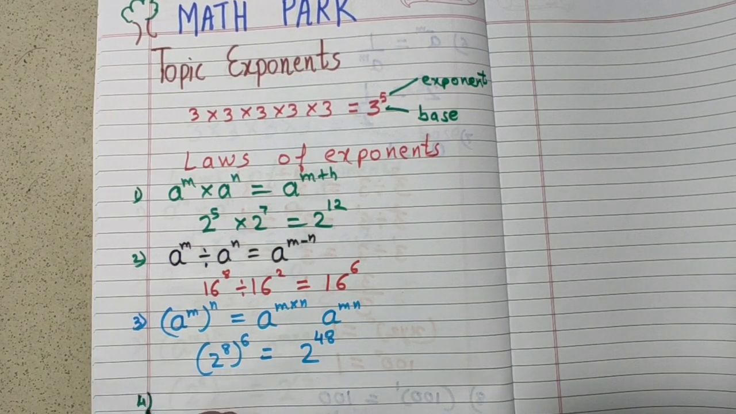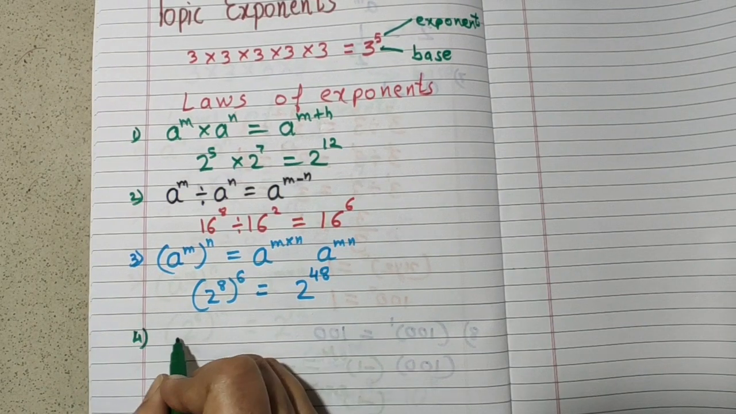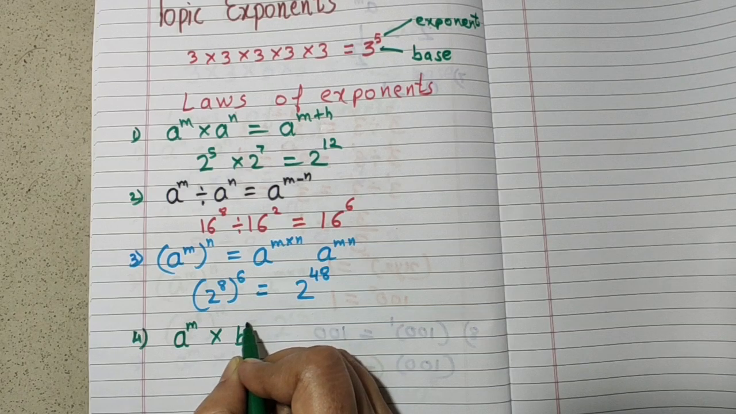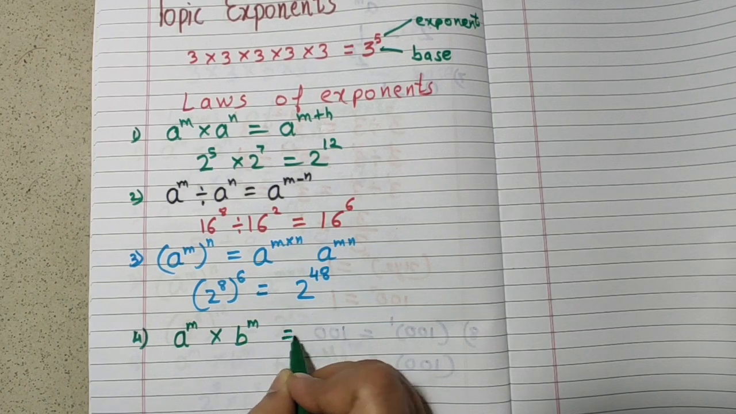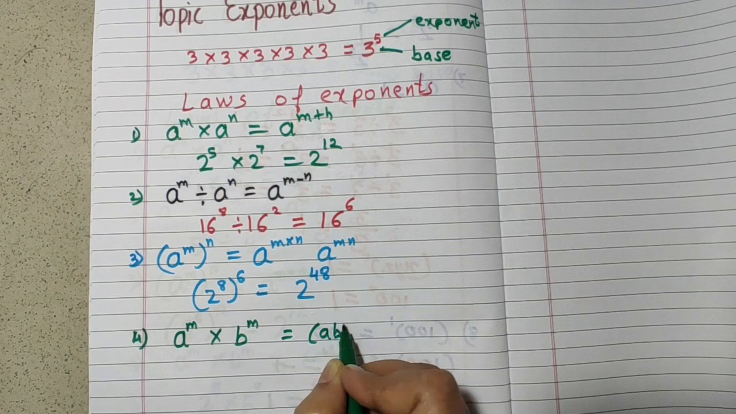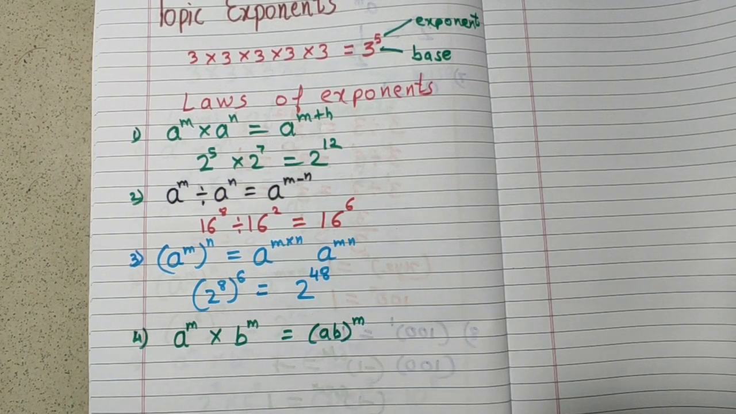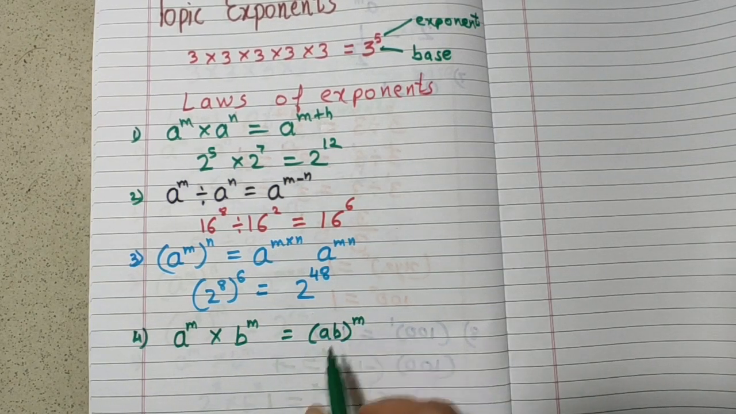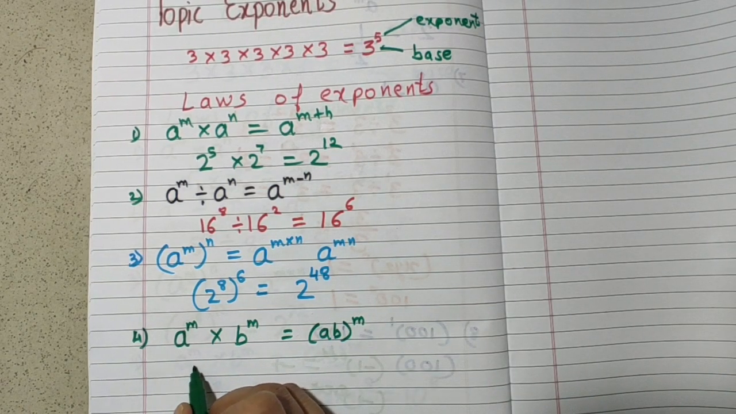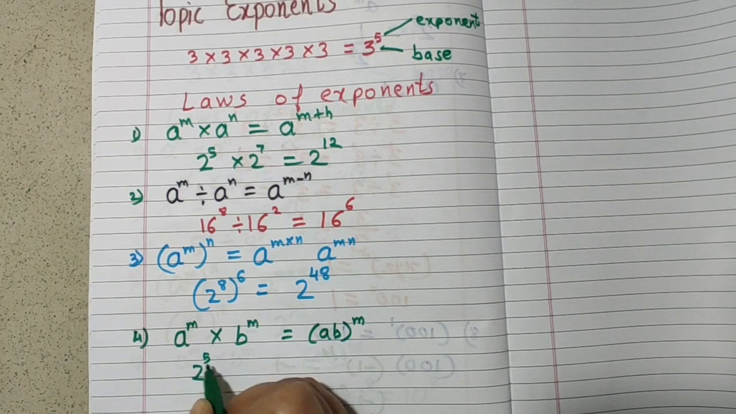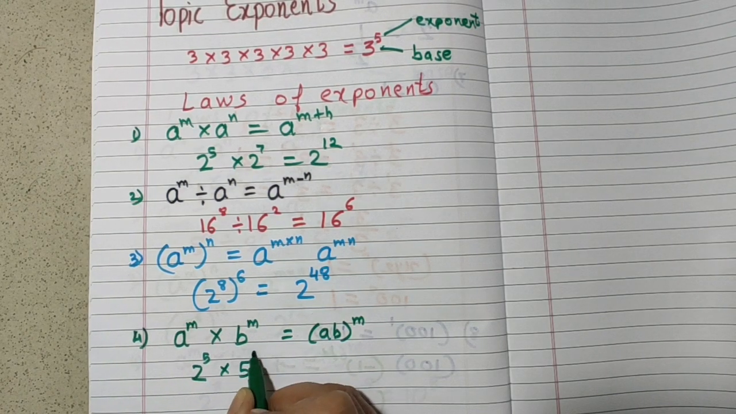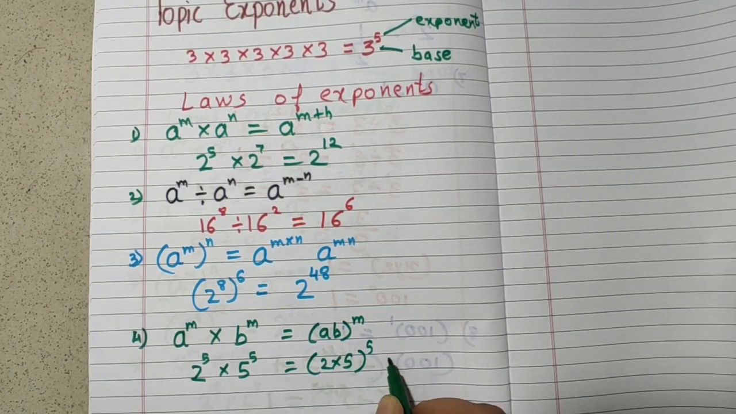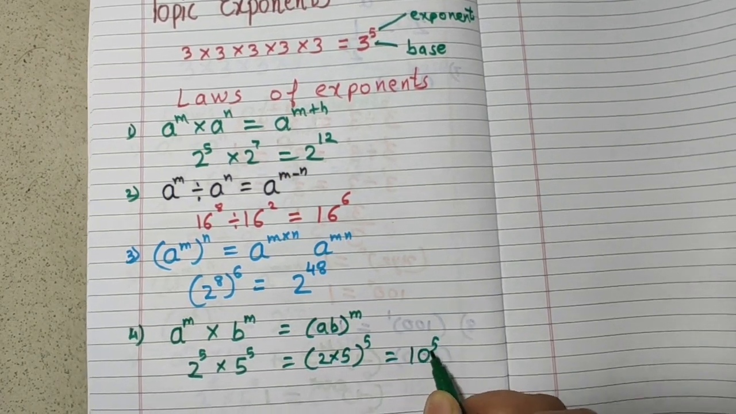The fourth law: multiplying two numbers with different base but same power. We just take the product of the bases and write the power once. So a raised to m into b raised to m is equal to ab raised to m. Let's take an example. 2 raised to 5 into 5 raised to 5 is equal to 2 into 5 raised to 5, which is 10 raised to 5.